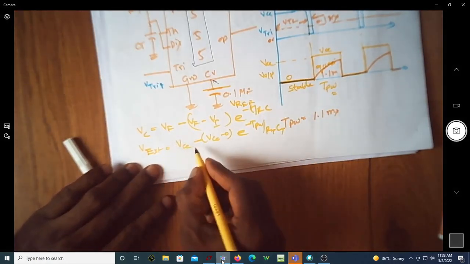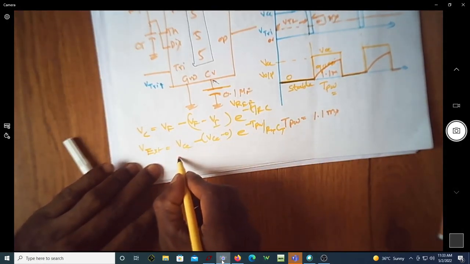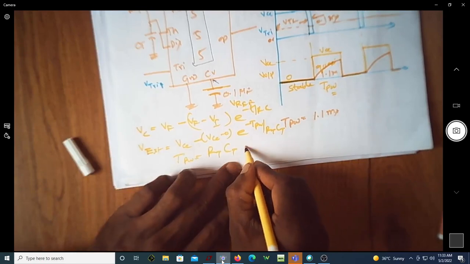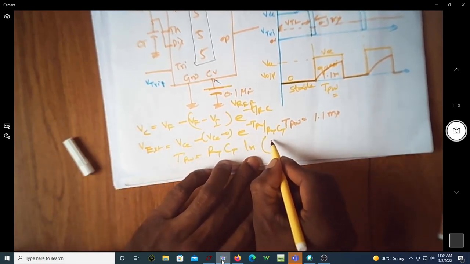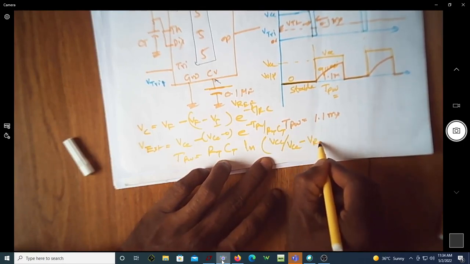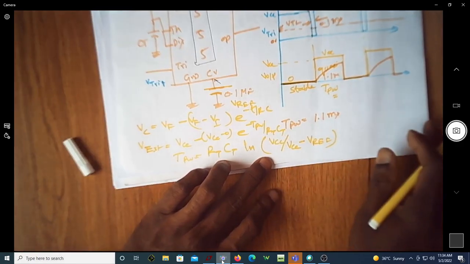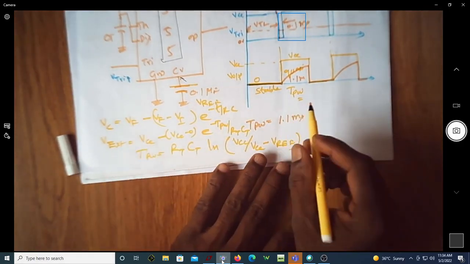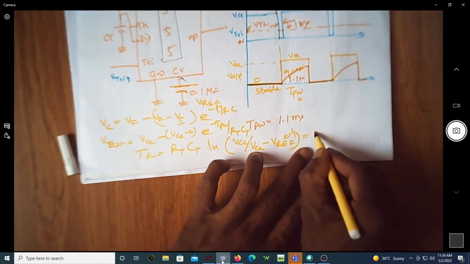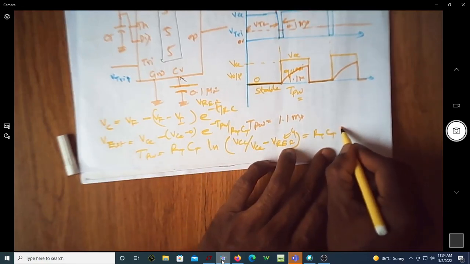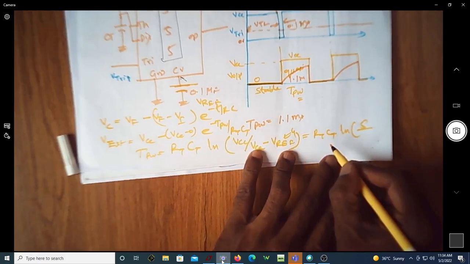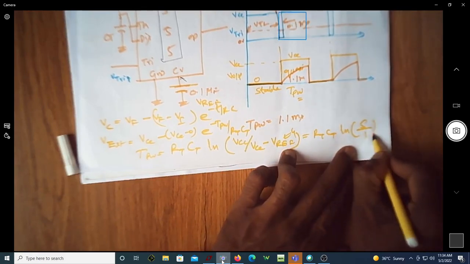If you solve for this, then TPW will become RTCT ln of VCC divided by VCC minus V reference or V external. Now in this particular example, we take this as 4 volt, so this becomes RTCT into ln of 5 by, sorry, 5 minus 4, this will become 1, so it is ln of 5.